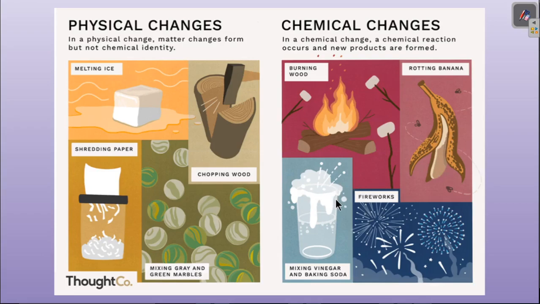Here you have mixing vinegar with baking soda. This kind of mixture, okay, we talked about mixtures, but when you do that, you don't have them separate. The baking soda and the vinegar do not keep their properties. They're not still vinegar and baking soda. They become something new. You have a compound. You're making a new compound here. And fireworks. So examples, you have to be able to give me examples of both.